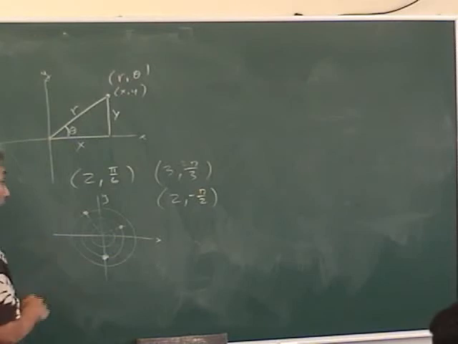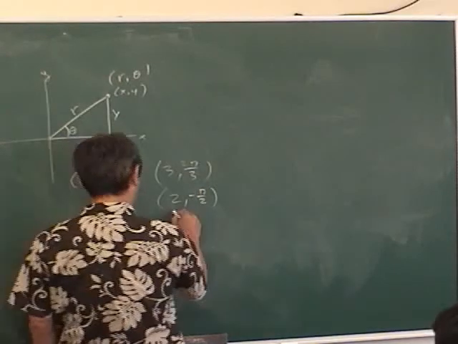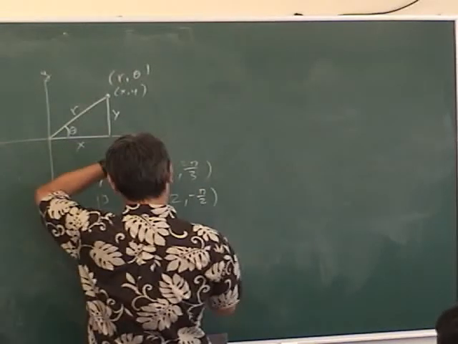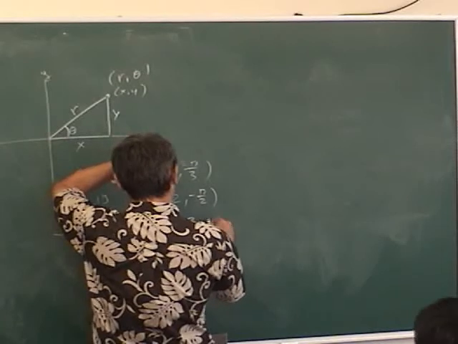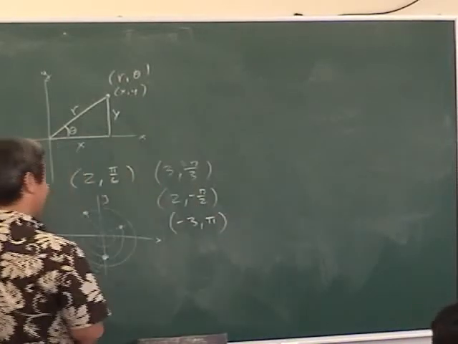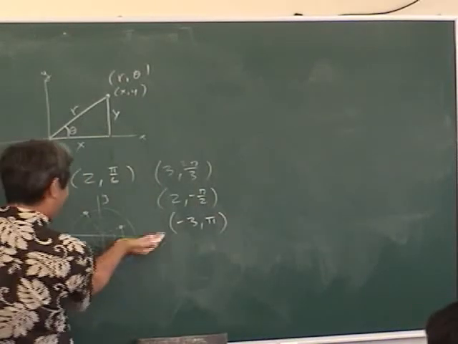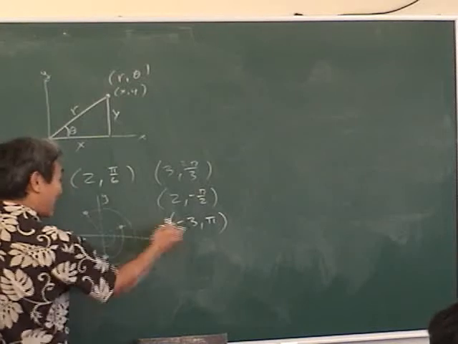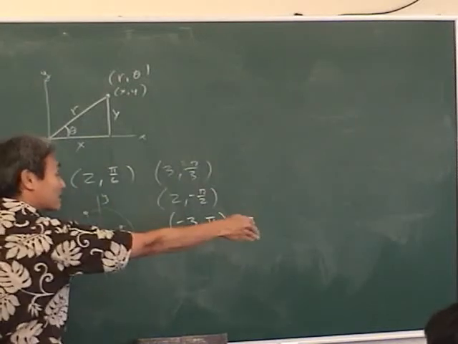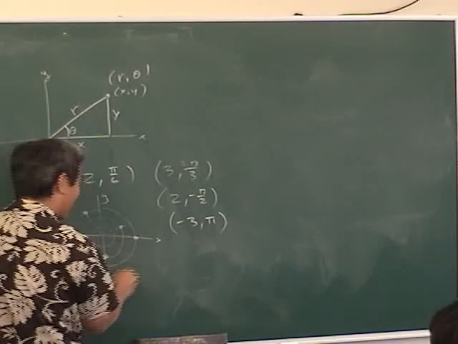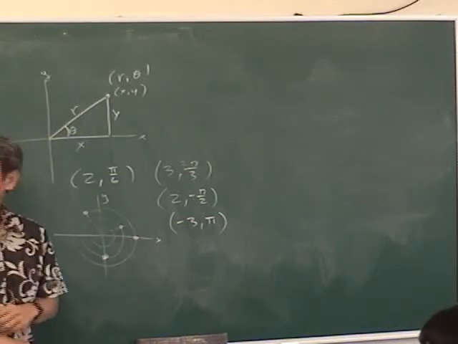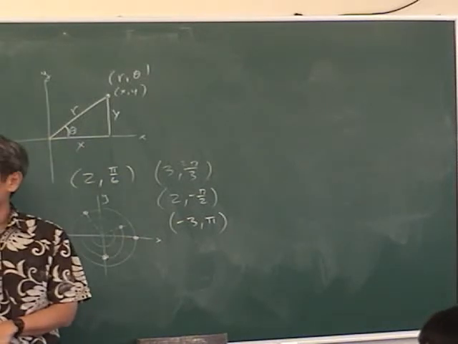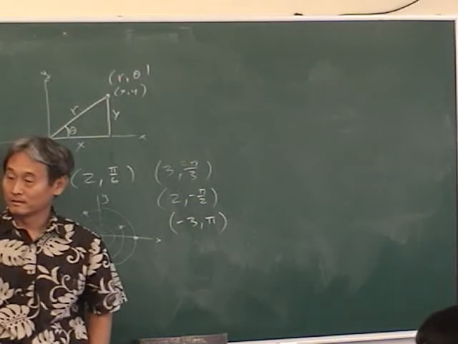Now what happens when r is negative? What happens if you have (-3, pi)? Where is pi? Pi is over here, but now you have to go 3 units in the opposite direction. So 1, 2, 3 would be there. I want to see green.